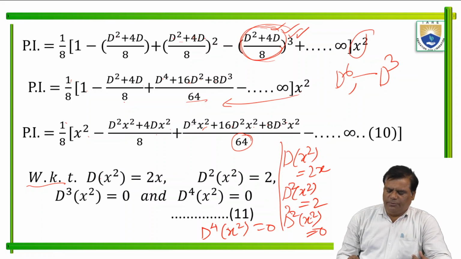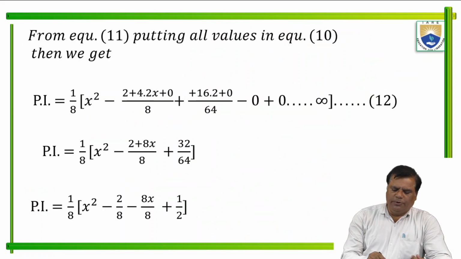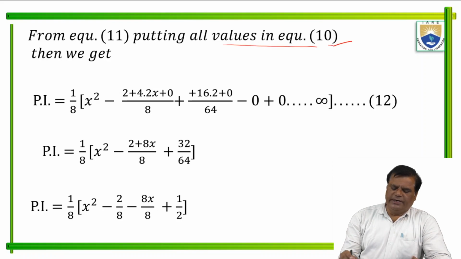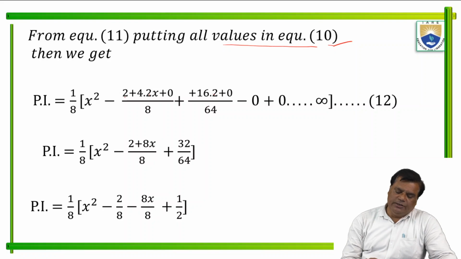So these values from equation 11 we put in equation 10, then we get here x square, here is 2, here is 2x, and here is 2. Where D square is there, it is 2; where D is there, it is 2x. So PI is equal to 1 upon 8 times x square minus 2 plus 4 times 8x upon 8 plus 32 upon 64. So here I am taking this 32, 1 goes to 32, 2 goes to 64.